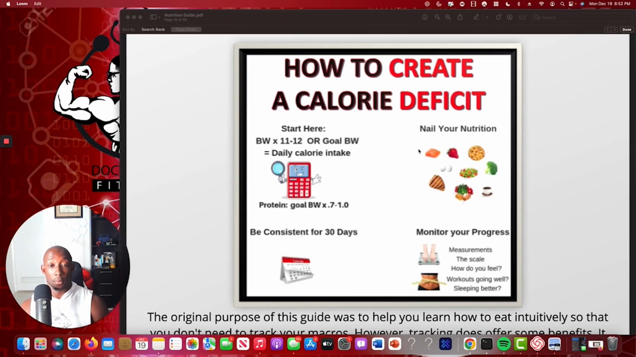Okay. And then from there, what I want you to do is prioritize protein. So you want to take your goal body weight and multiply it by 0.7 to 1.0. Say it was 200 in that example, and you want to have your protein somewhere within that range. That would bring your protein to anywhere between 140 grams to about 200 grams. And it's better to be higher than lower for most people because it's going to help with satiety.